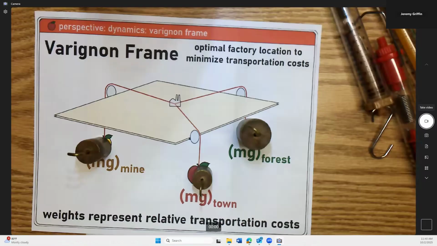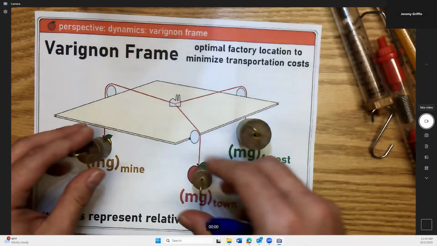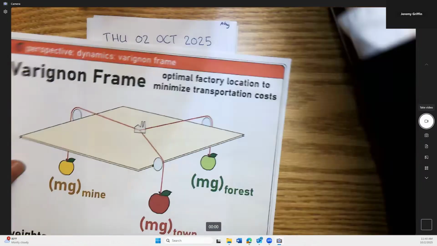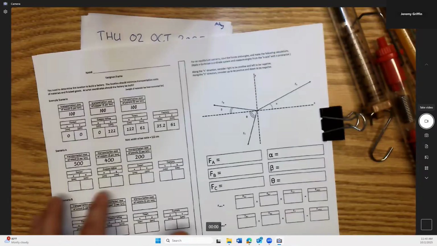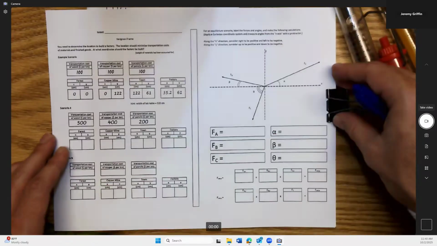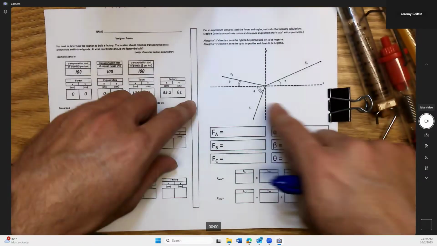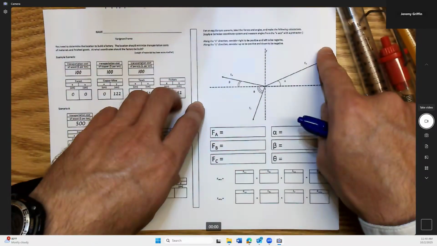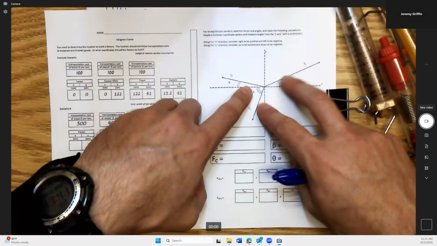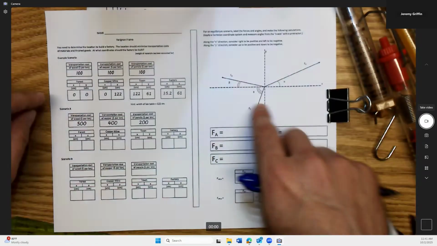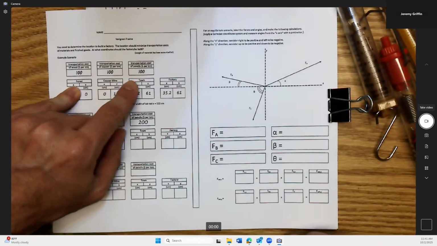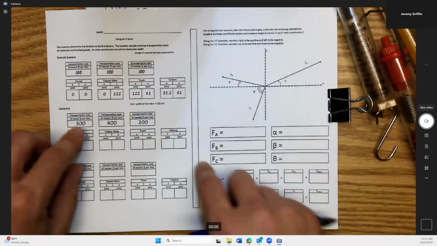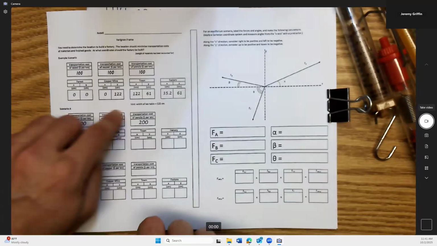You guys good with the concept so far? John? So what does that mean for this table? This could be the lab table back there. I've got three strings, so these could represent three paths. One is to, say, a forest, one's to a copper mine, and one's to a town. You guys get that?